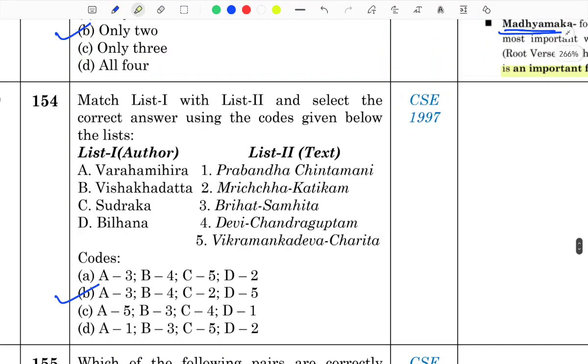Next question. List the author and their text. Varamihira, Brihat Samhita, very simple. Then we have Vishakhadatta, who wrote Devi Chandraguptam. Shudraka wrote Mrichchhakatikam. Yes, it was correct. And Bilhana, Prabandha Chintamani. This is new from here. Prabandha Chintamani, that's a work by Bilhana.